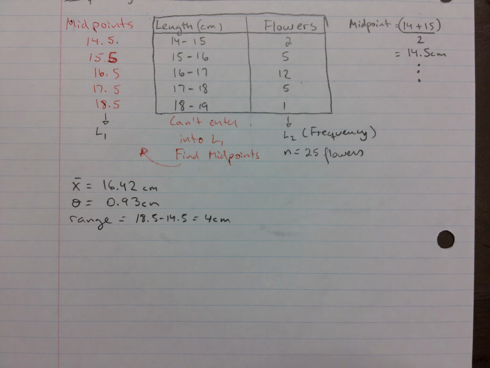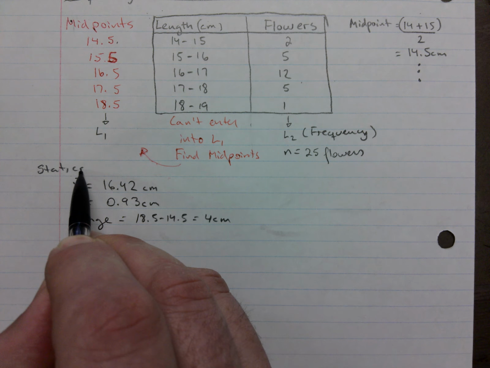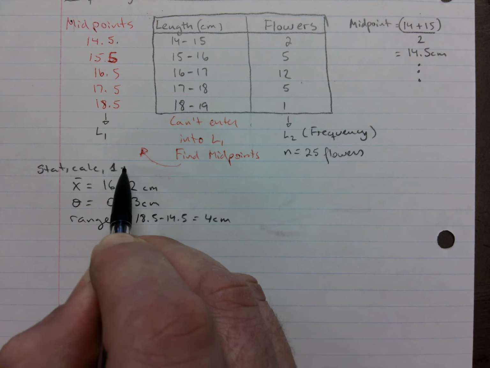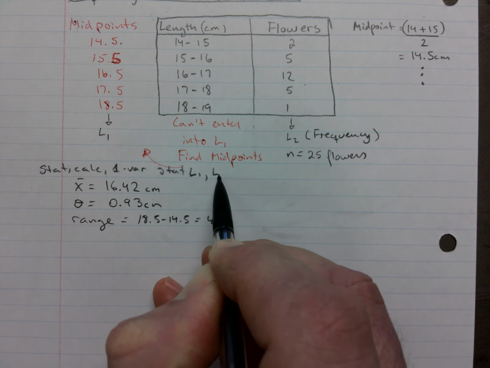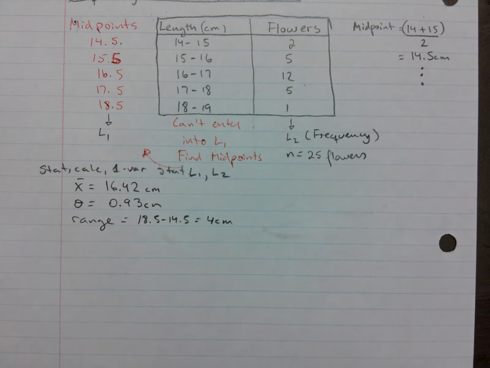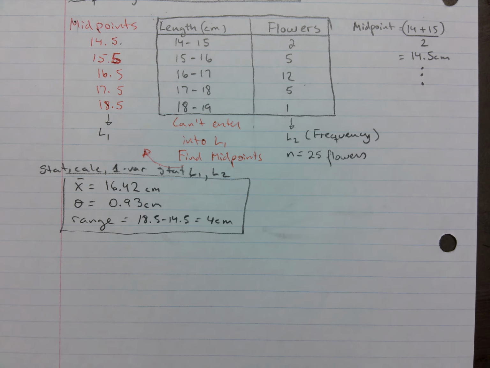Maybe what I will do is I will add my keystrokes here. Stat, calc, one variable stat, L1, comma, L2. That's what gave me this.